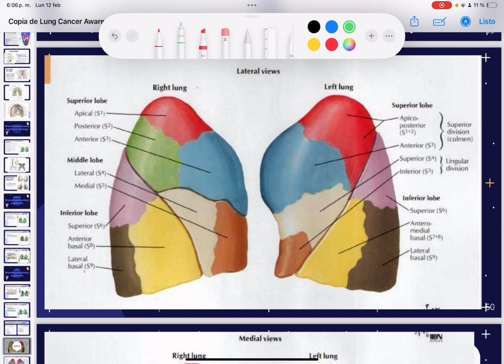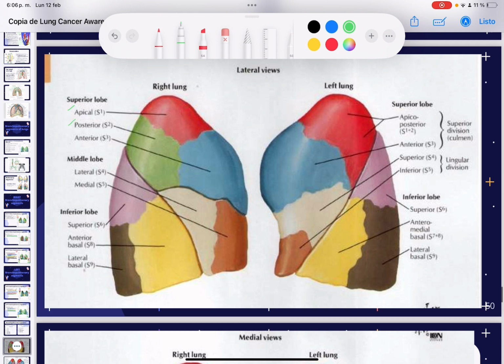So, the right lung, we have apical, posterior, anterior. In the middle lobe, lateral, medial. Inferior lobe, superior, anterior basal, lateral basal.